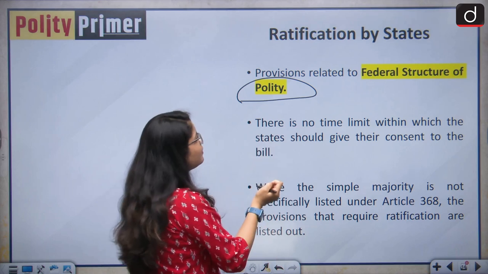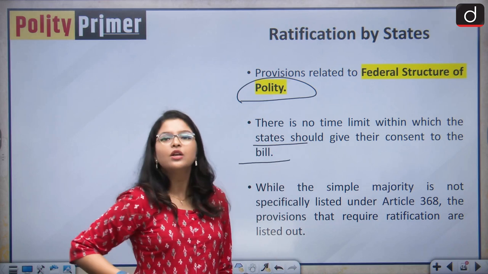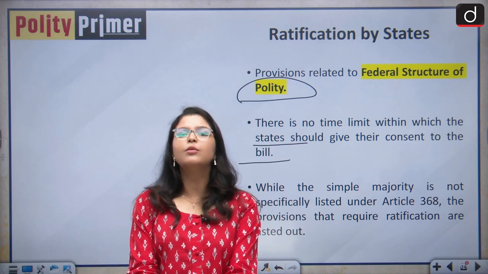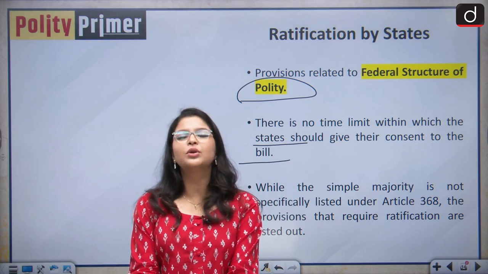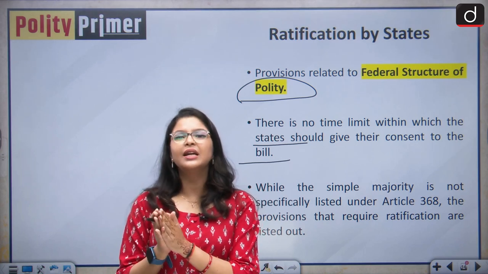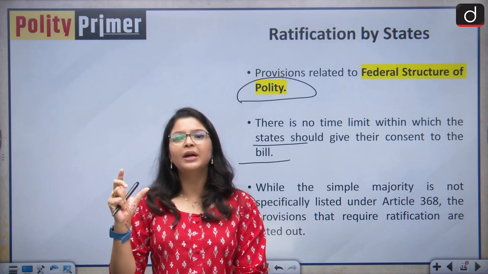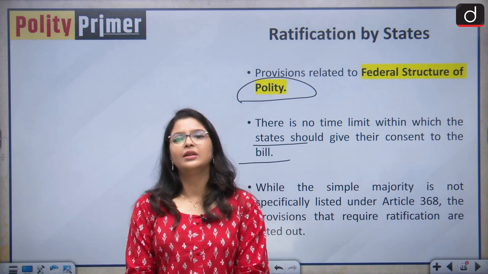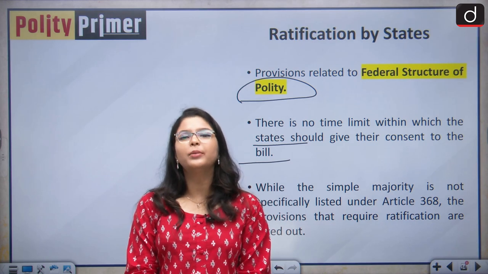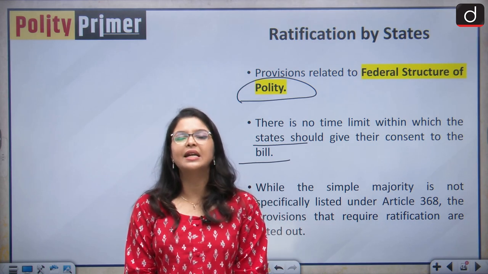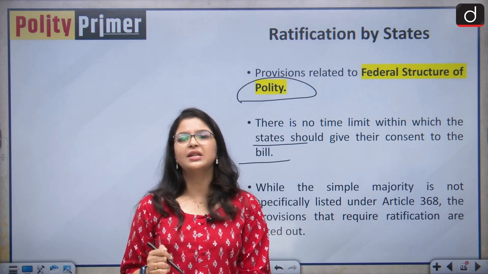There is no time limit within which the states should give their consent to the bill. So, this is also a point of criticism of the amendment procedure, that there is no time limit for the state to give their assent, and once they consent that, okay, this provision should be amended, they cannot withdraw their consent. The constitution is completely silent upon the topic of withdrawal of consent by the states. And this is a point of criticism of the amendment procedure as well.